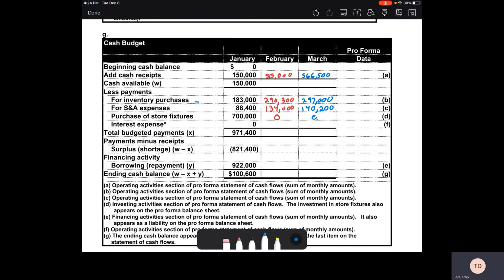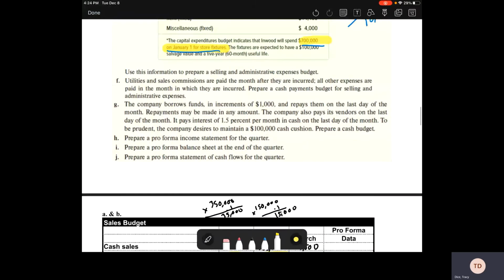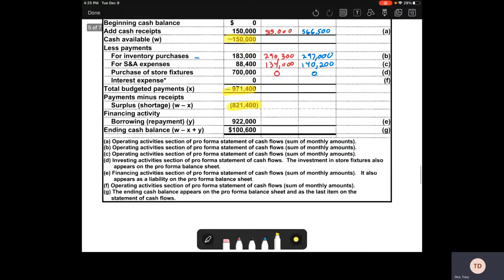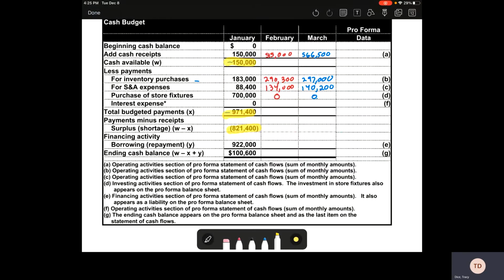And then our interest expense. Well, if we look at the rest of January, we found that our total payments were way above our total cash available. So we had a shortage of $821,400, which then meant that, if we go back up to our problem, they tell us that the company desires to maintain a $100,000 cushion and that we have a 1.5% per month interest amount. So to keep that $100,000 cushion, we're borrowing in increments of 1,000. We had to borrow $922,000.